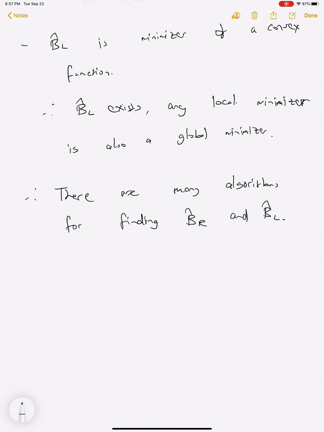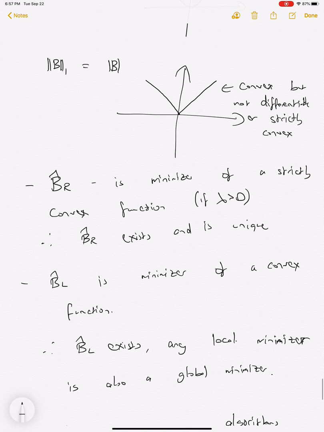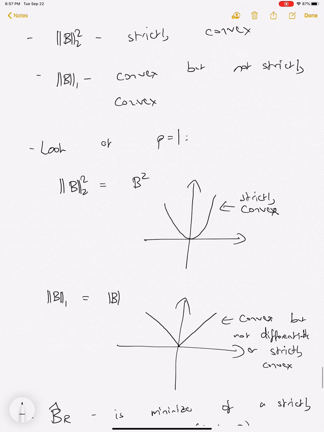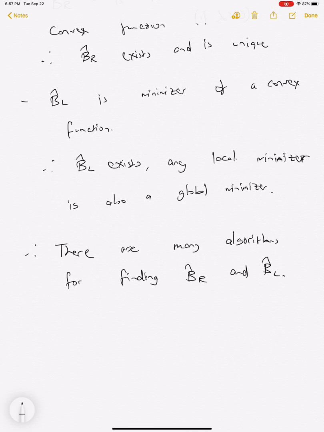There are many algorithms that can actually find these. They're not impossible computational problems, and we're going to see some of those in the next few lectures. This is the reason why these are probably two of the more popular regularizers. The L2 penalty is strictly convex, and the L1 is convex but not strictly convex, so there's a whole suite of algorithms we can use because of this nice convexity property. We're going to go into this in a lot more detail in the next couple of lectures. Okay, thanks. That's it for today.